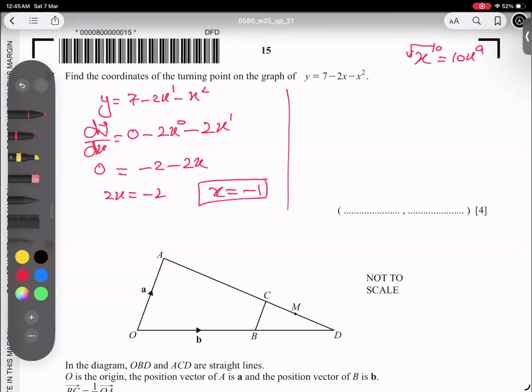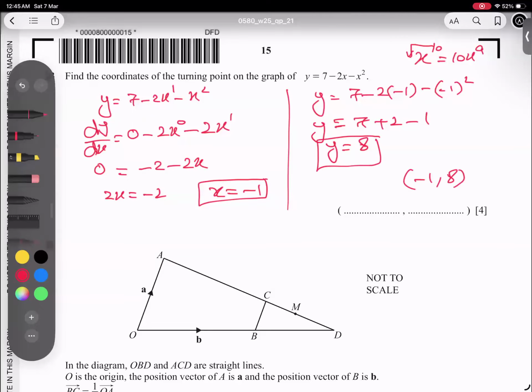But the question is not done. I got an x value. This x value, plug it in there. When I plug it in, y is equal to 7 minus 2 times negative 1 minus negative 1 to the power 2. So minus 1 will go here and here. Let's solve: 7, and negative times negative gives positive 2. Due to the power 2, negative becomes positive, and then positive with the negative gives negative. 7 plus 2 is 9. Out of 9, 1 is gone. I get 8. So the answer turns out to be: x is negative 1, y is 8, and this is our final answer.